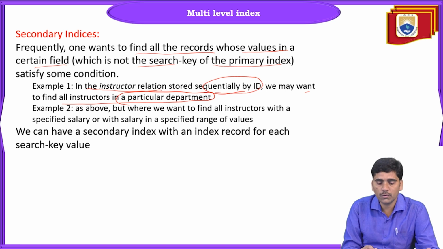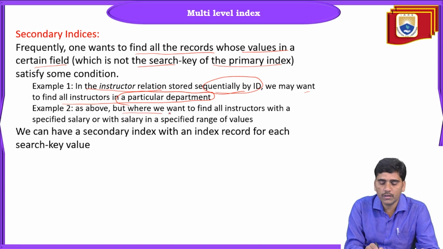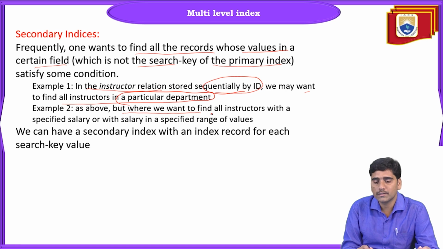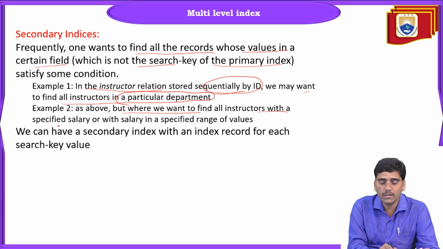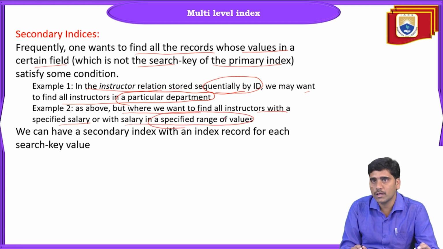In example 2, as above, we want to find all instructors with a specified salary, or with salary in a specified range of values. We have to verify that. So for this we have to use secondary indices.